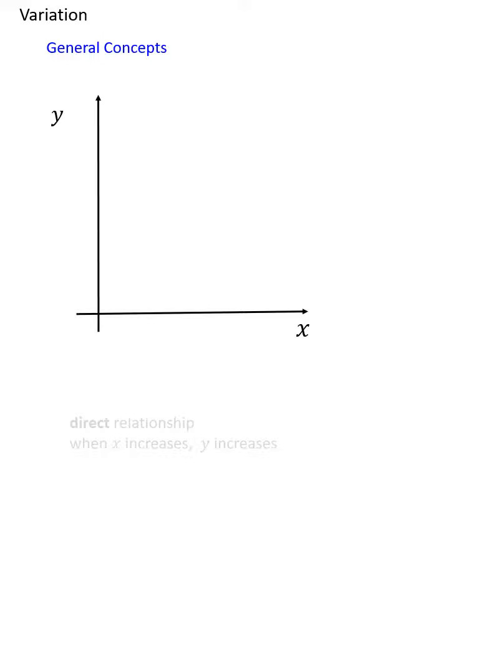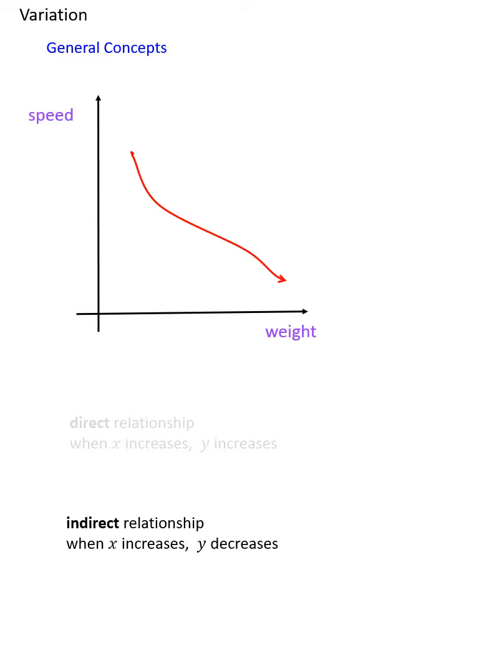But sometimes mathematicians and scientists notice that as one variable increases, the other one decreases. You can see in this drawing that as x increases, y decreases. We call that an indirect relationship. There are many examples in real life of indirect relationships. One might be your weight and your average speed. As your weight increases, we might expect speed to decrease.